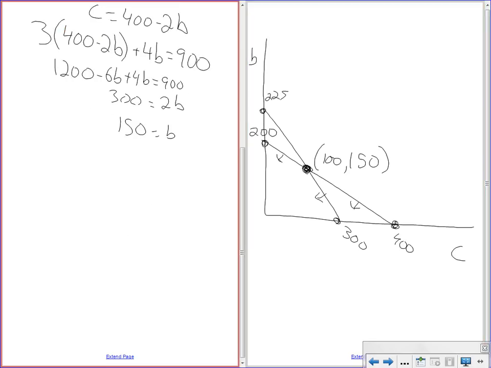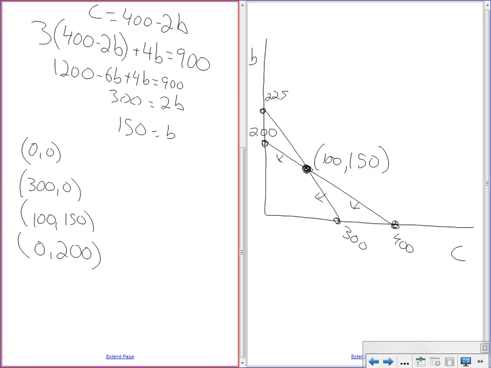So one line is an expense line and another line is a storage line. And wherever they intersect, that's the break even. Those are my ordered pairs.